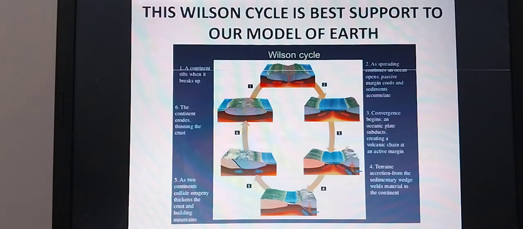Terrain and accretion from the sedimentary waves were material to the continents. As two continents collide, orogeny thickens the crust and builds mountains. The continent then erodes, thinning the crust.